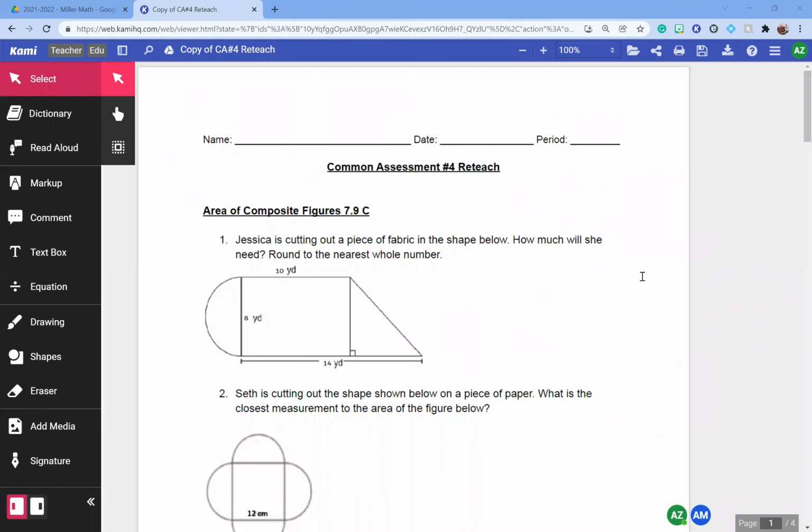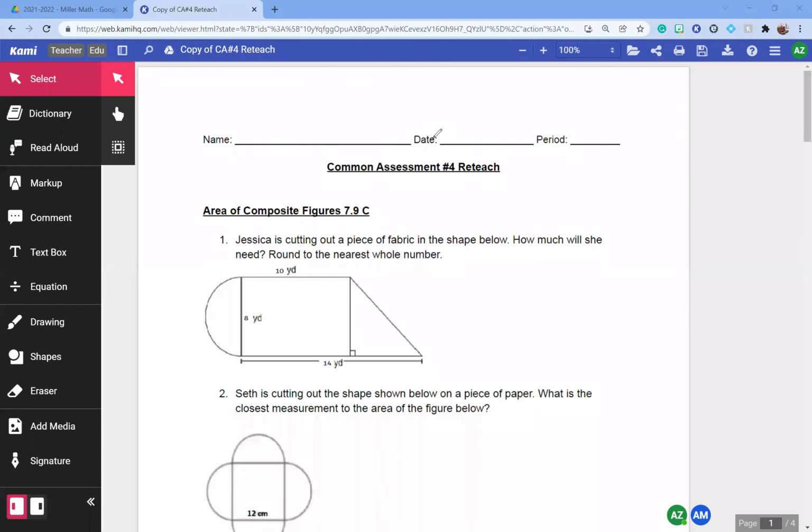Okay, guys, let's go ahead and get started. We're going to go over one question for each of these TEKS. So if you missed a couple of questions that were about area of composite figures, make sure you're paying attention to the video, following along with the steps so that you can do the rest of them on your own. Let's go ahead and read the first one.